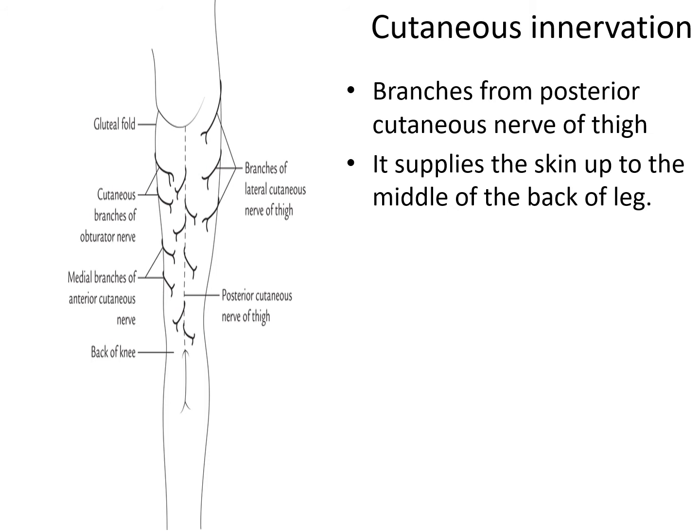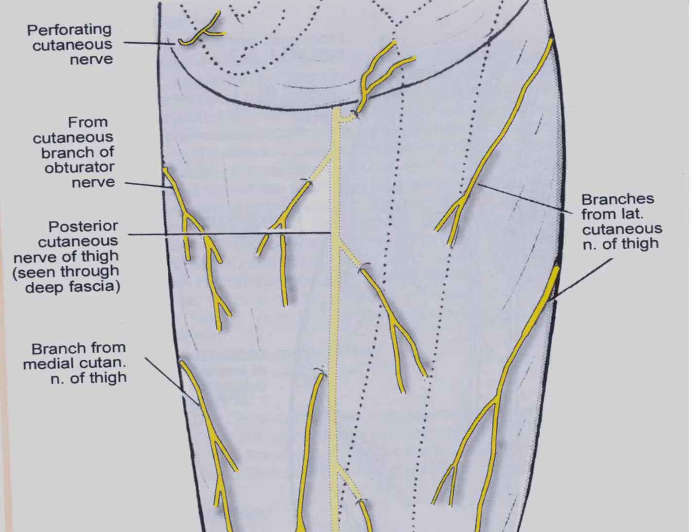Here there is the gluteal fold. Laterally it is supplied by branches of the lateral cutaneous nerve of thigh. Medially it is supplied by the cutaneous branch of the obturator nerve, the medial branch of the anterior compartment cutaneous nerve, and the posterior cutaneous nerve of thigh. These are the cutaneous innervation of the back of thigh.